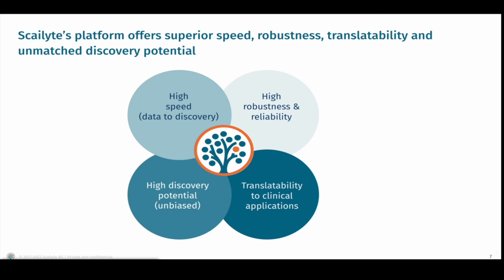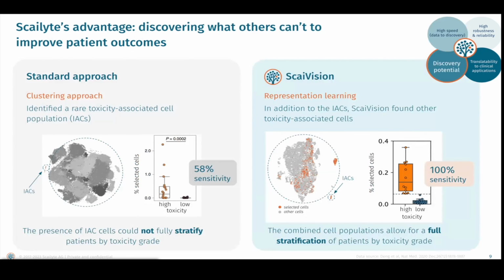Now, all of these features sound really nice, but if you are to believe me, I have to show you some numbers behind them. Let me focus on the discovery potential of ScaiVision. We use publicly available datasets to demonstrate the superiority of our approach versus the current standard of single-cell RNA sequencing data analysis, particularly for the discovery of clinically relevant biomarkers.